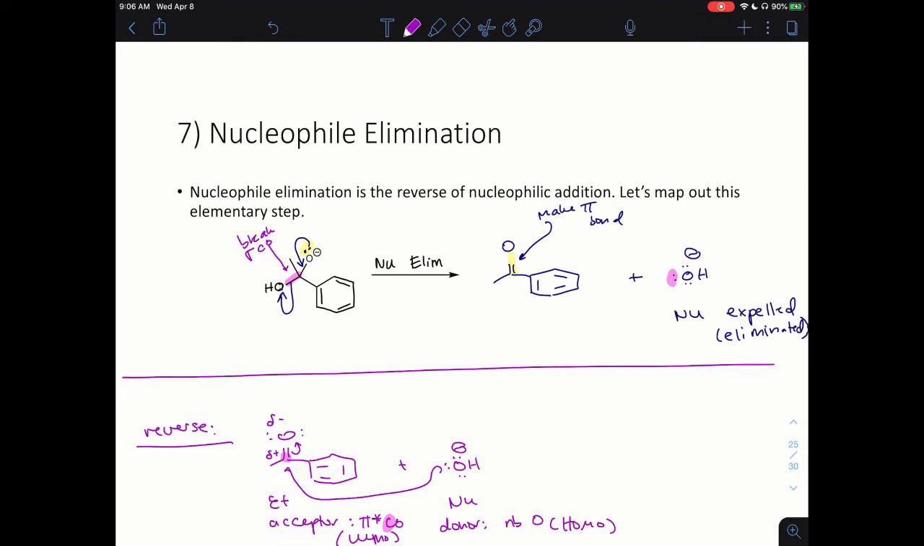All right, so we know nucleophilic addition, and we know nucleophilic elimination. So I want to make these molecules look exactly the same. All right, awesome. Okay.